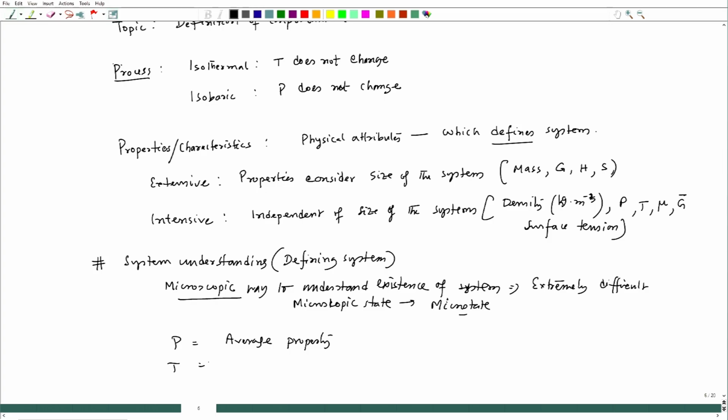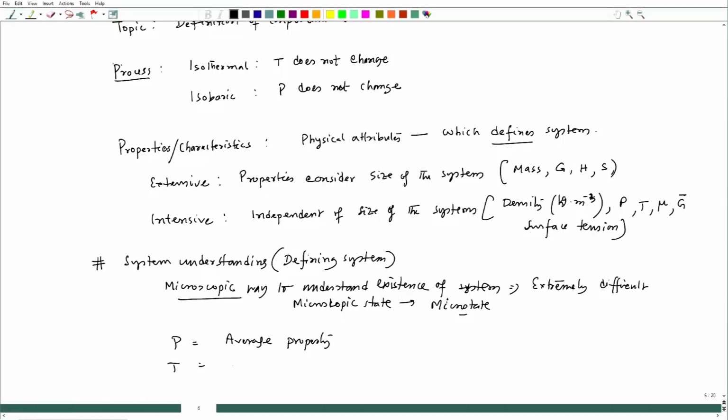Similarly, with temperature, each particle could have a different energy. Every particle can have a different energy level, so those particles would have a different temperature existence. But if I see the overall system from outside and measure the average temperature, I can get to know the system temperature. It does not matter how the individual particles are behaving. So, again this is an average property.